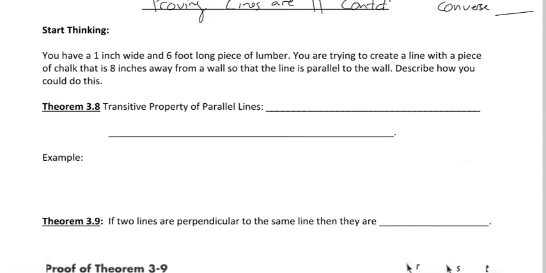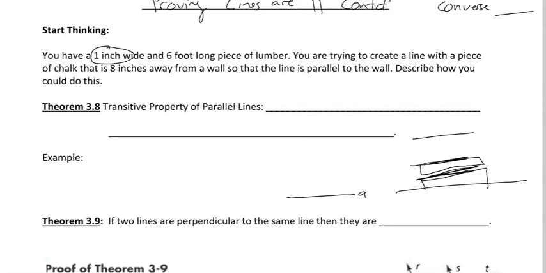Well, think about this. What about if we went over and put the board up against the wall and drew a line? And then we picked up the board and put it over here and drew the line. Since our board is only 1 inch wide, we could do that 8 times, and after 8 times, we would end up having a line that is 8 inches away. We'd also end up with a line that was parallel to the wall. Why is that? Well, this is the concept.